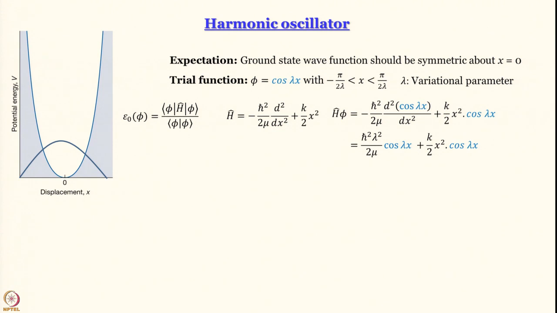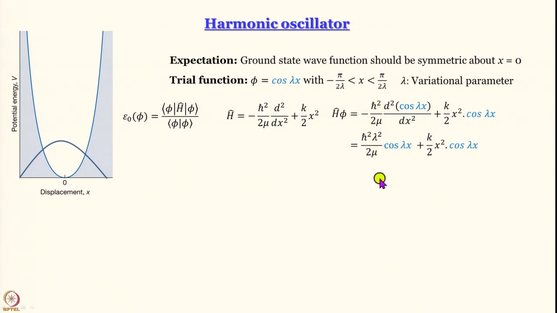So this turns out to be, without much hassle, h cross square lambda square by 2 mu cos lambda x. Is that right? Differentiate cos lambda x once, you get a minus sine function multiplied by lambda, and then differentiate that once again, you get a plus cos function again multiplied by lambda, that gives you lambda square. The minus sign that came out in the first differentiation and this minus take care of each other and it becomes plus.